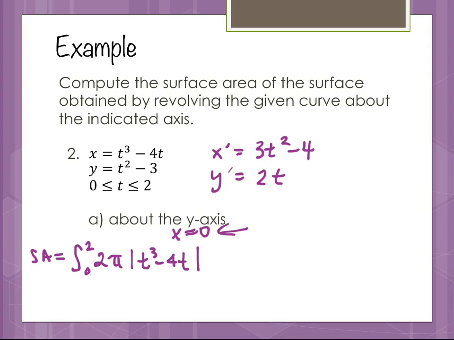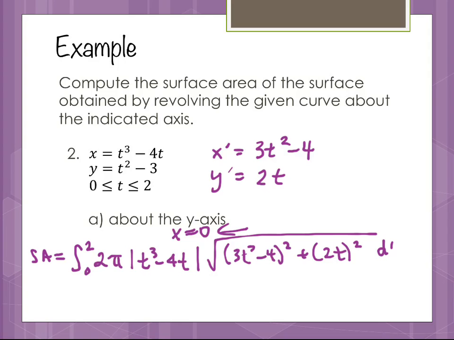But if I were to take this absolute value and actually look at whether or not I need that there, if it's positive everywhere, I could just remove it. If it's negative everywhere, I could just change the signs. If I actually wanted to simplify this, I would change the signs. Yes? Do you have a question, Joel? No? Okay. All right. Our last piece then is the square root piece. So the square root of (3t squared minus 4) squared plus (2t) squared dt.